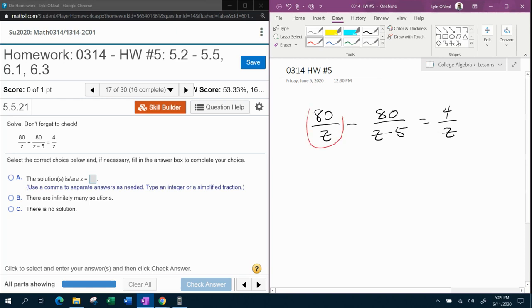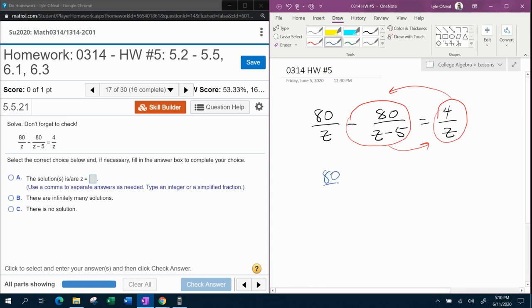I noticed this fraction and this fraction, they do actually have a common denominator. So I think what I'm going to do this time, I'm going to take a little bit different approach. What I'm going to do is take this 4 over z and move it over here. And I'm going to take this fraction and move it over here. And you'll see why in a second.